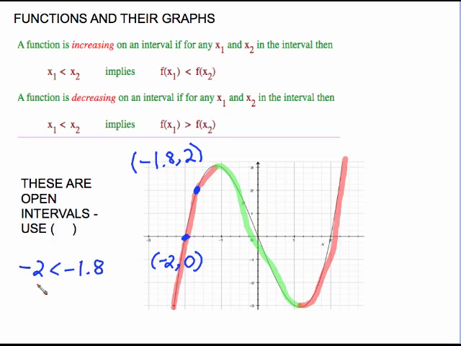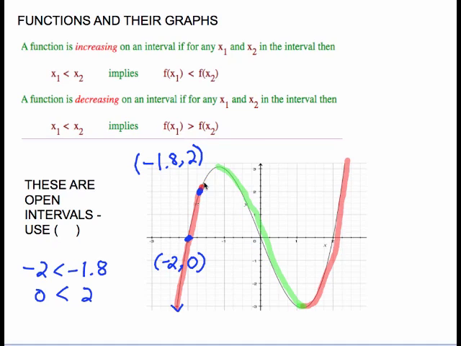Take a look at the corresponding y values. The y value that goes with this -2 is 0. The y value that goes with -1.8 is 2. Is 0 less than 2? Yeah, that's exactly what this definition says. So don't let the definition bother you. It still is the idea of increasing is going up, decreasing is going down. Let's look at how this definition applies for the decreasing and show you the same idea.